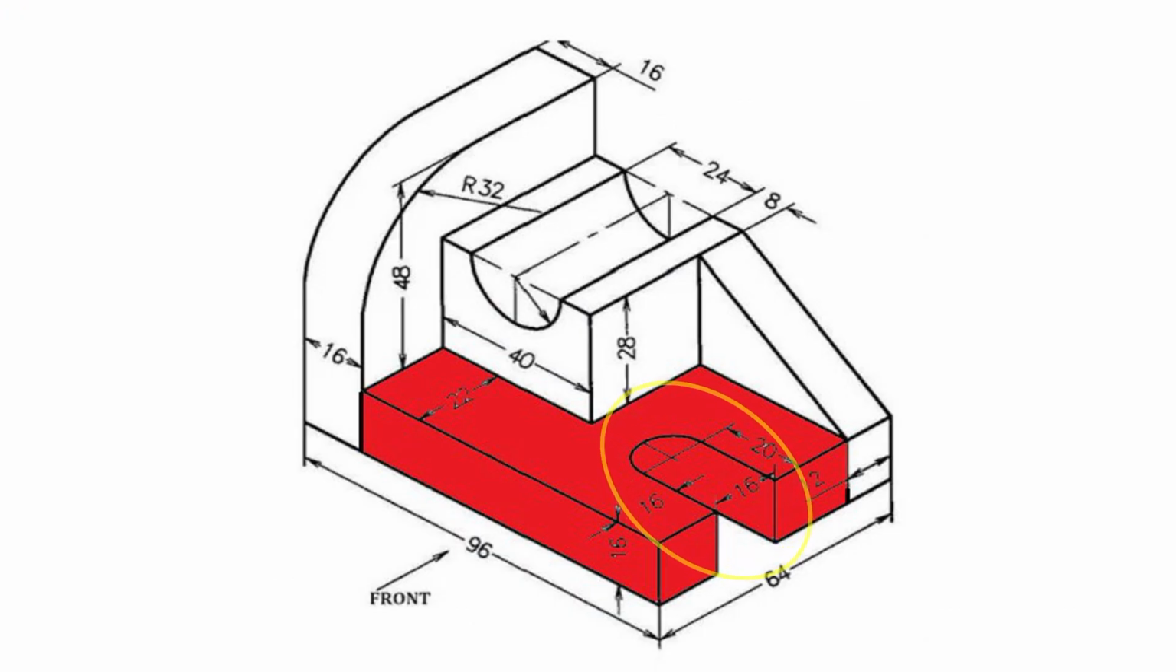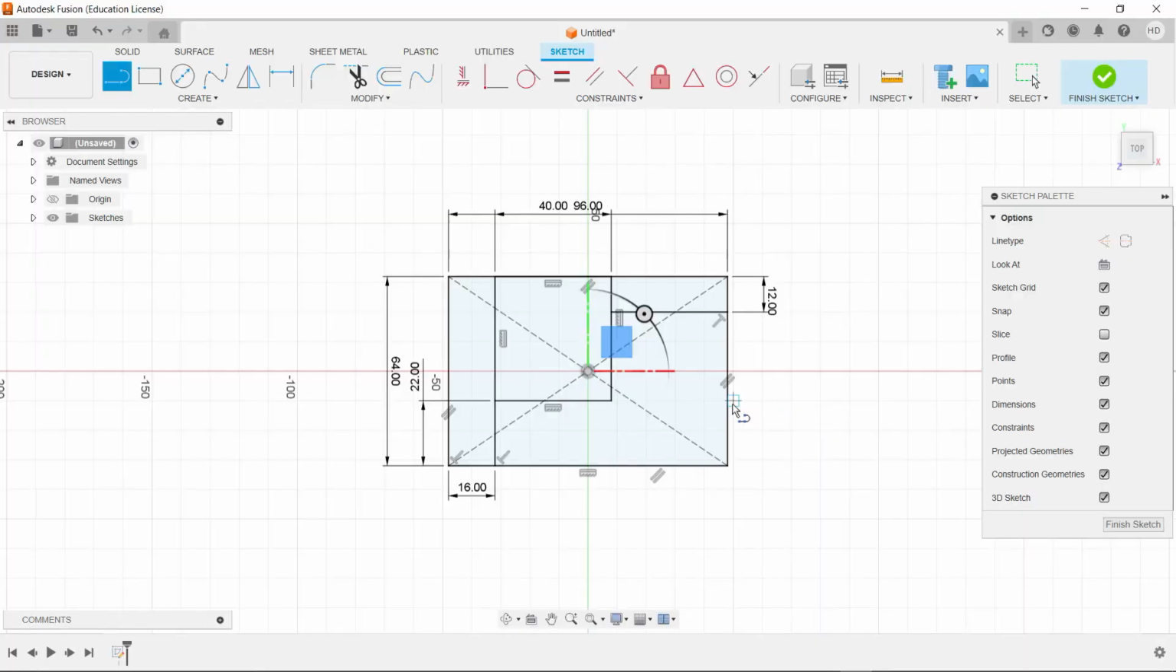To create this section on part 4, hit L on your keyboard to create a line. Hit Escape to come out of this feature. Hit L again to place a point of line here and extend it further. Note the line should be 180 degrees.